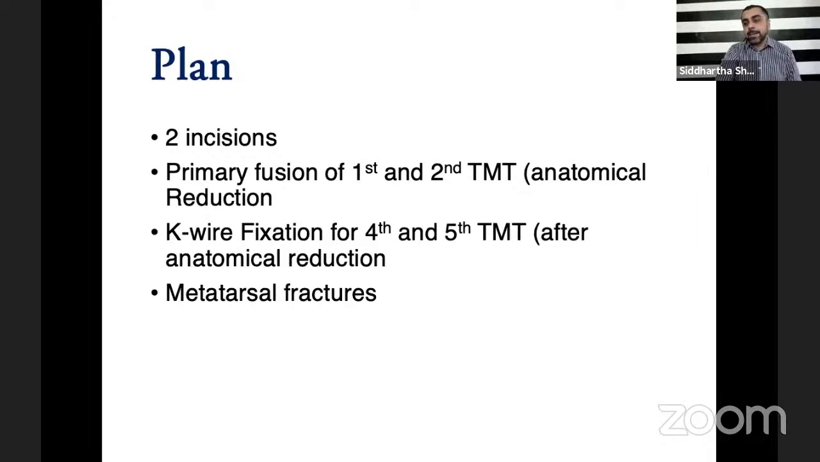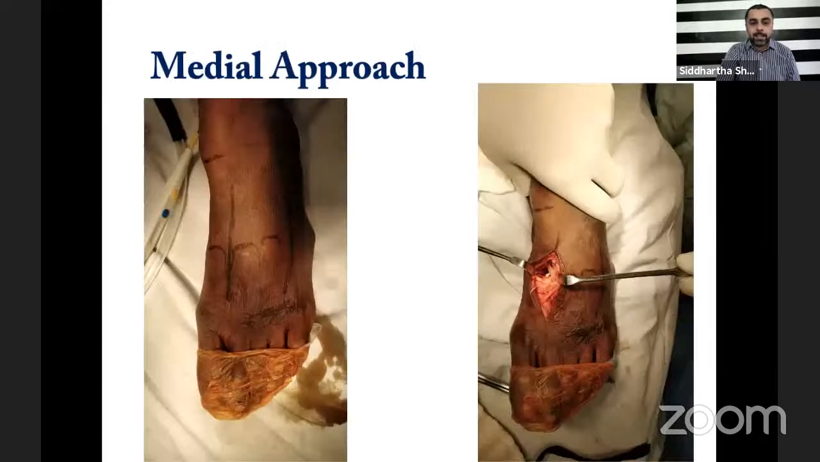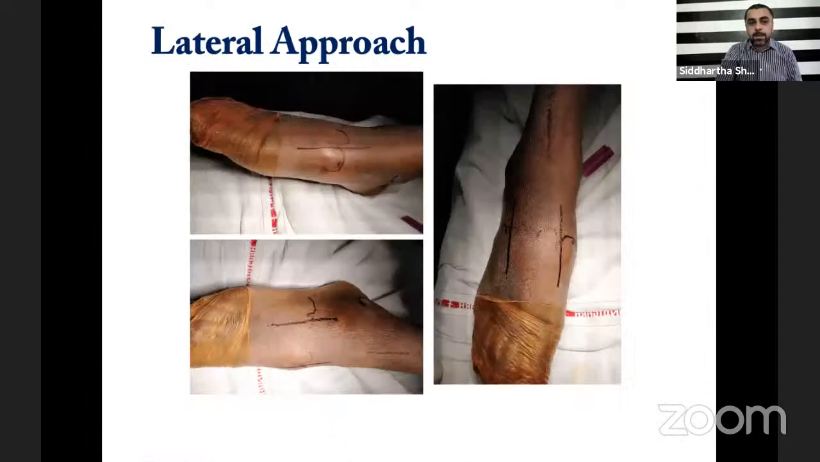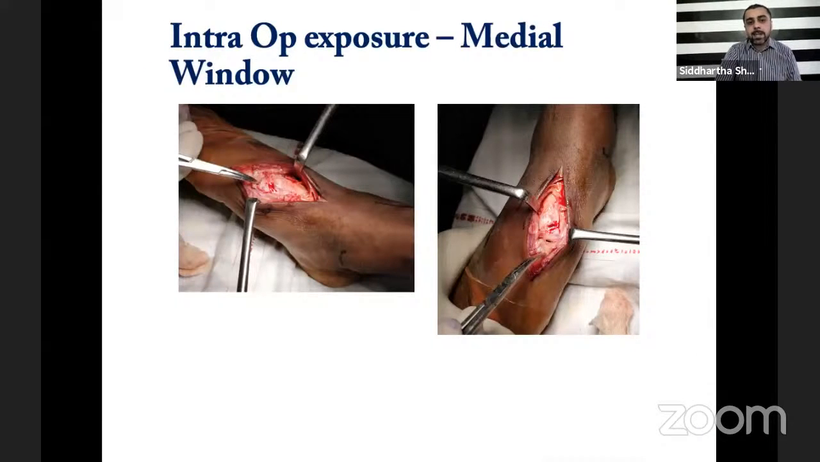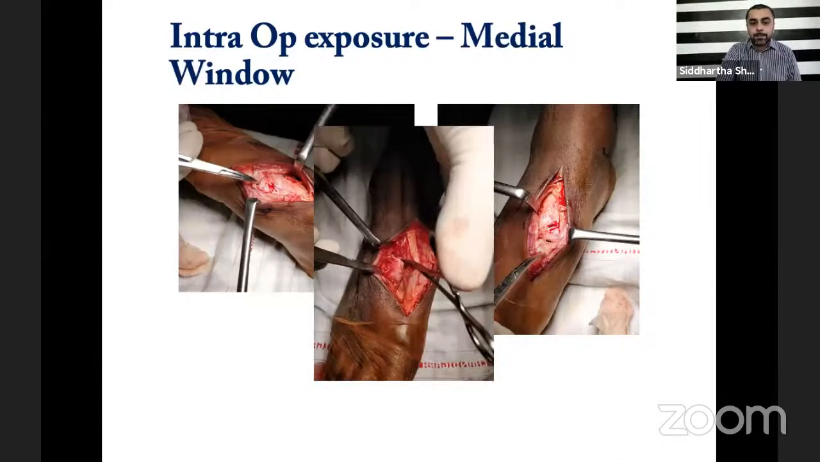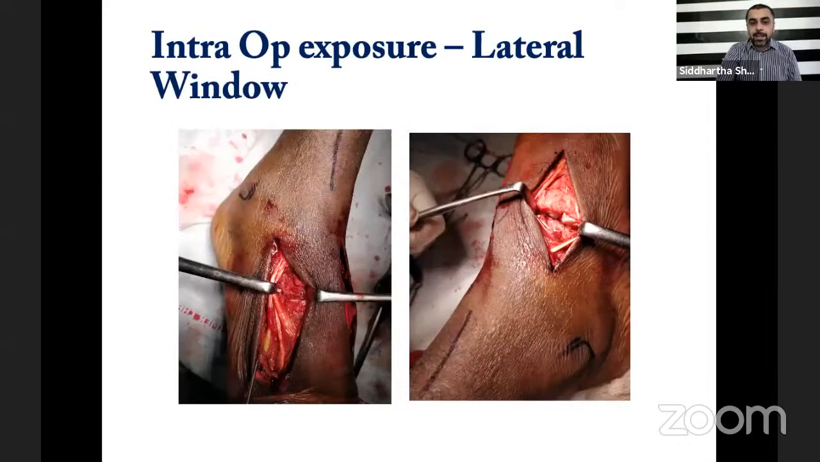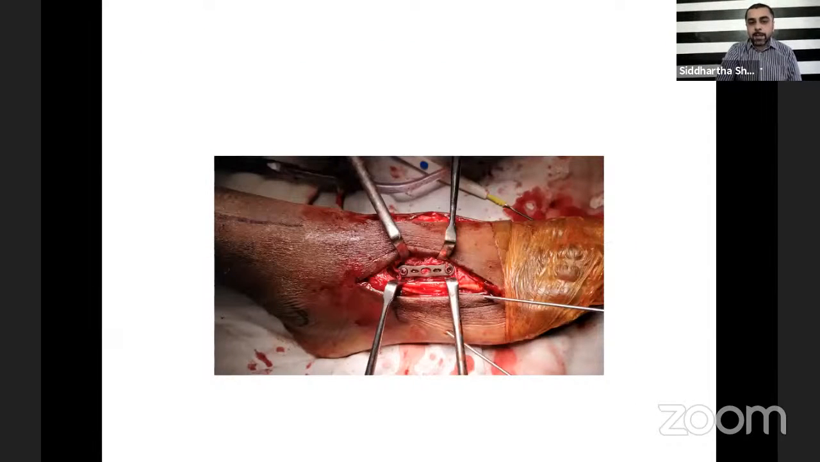So the plan here in this high energy Lisfranc was to do 2 incisions, and since it was a bad instability of the first ray, we decided to do a fusion of the first and the second rays in view of the delayed presentation and flexible fixation of the fourth and the fifth rays. Of course, the metatarsal fractures also need to be addressed. So this is how you do your medial approach. I will not go into the details, and that's the incision for the lateral approach. This is the medial window. Very good visualization of the first and the second complex. And then this is the lateral window, which allows you access to the third and the fourth metatarsal bases.